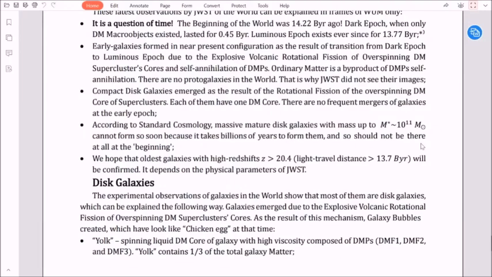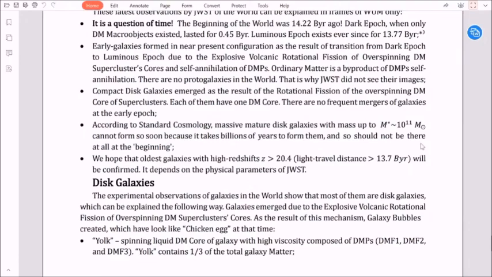Early galaxies formed in near-present configuration as the result of the transition from the dark epoch to the luminous epoch, due to the explosive volcanic rotational fission of overspinning dark matter supercluster cores and self-annihilation of dark matter particles. Ordinary matter is a byproduct of dark matter particles self-annihilation. There are no proto-galaxies in the world. That is why JWST did not see their images. Compact disk galaxies emerged as the result of the rotational fission of the overspinning dark matter cores of superclusters. Each of them has one dark matter core. There are no frequent mergers of galaxies at the early epoch.